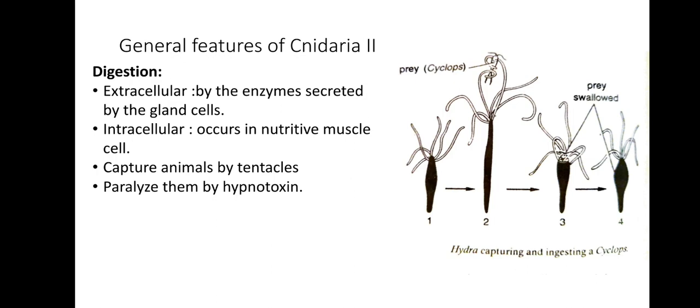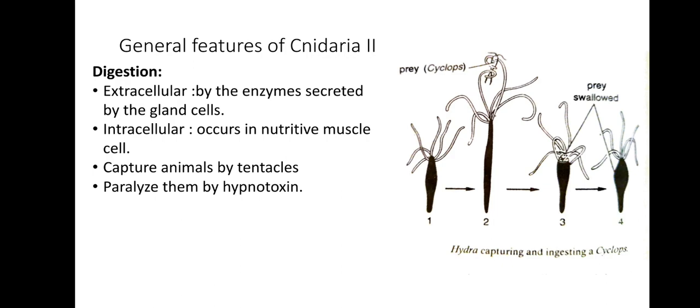And the intracellular digestion occurs by the activity of the nutritive muscle cells. There are muscle cells in the gastrodermis and these are nutritive muscle cells because they have a double property. One is that they help in digestion as well as they help in contractions. So that's why they are called nutritive muscle cells. So in intracellular digestion, the final chemical digestion and its assimilation takes place inside the cell.